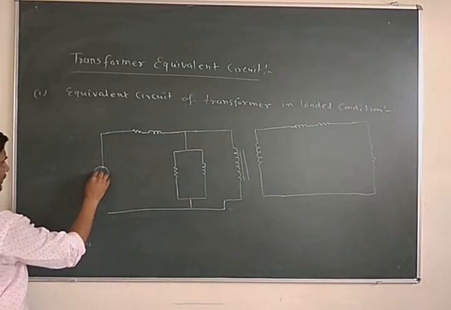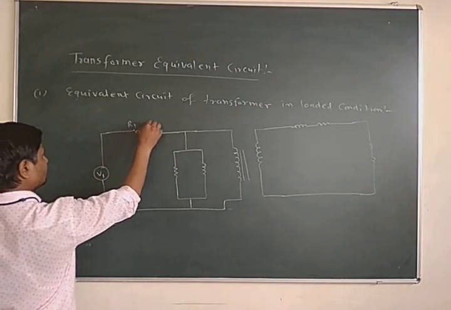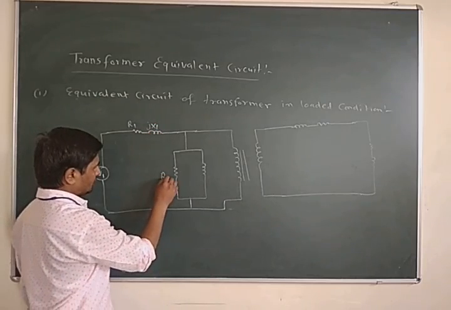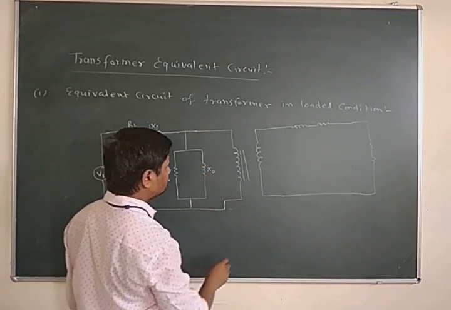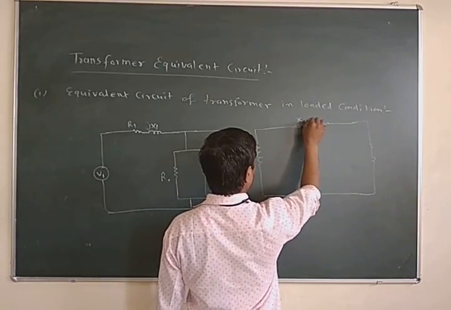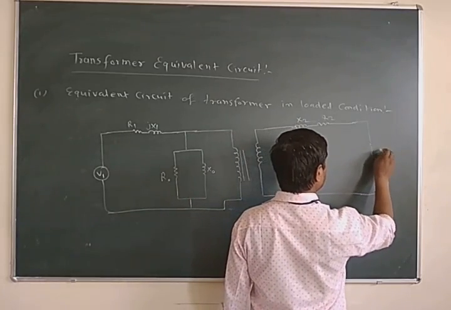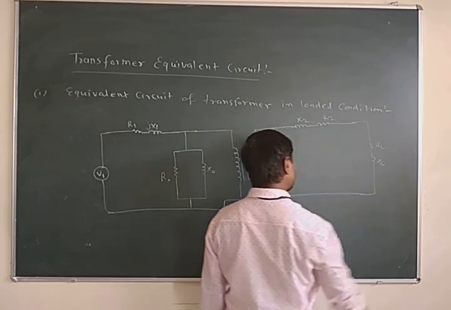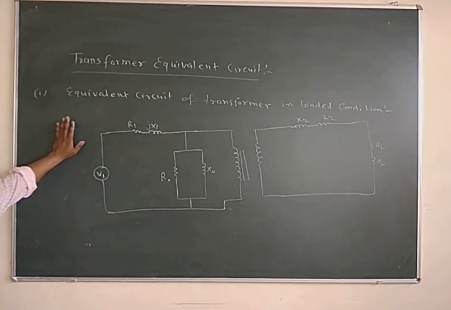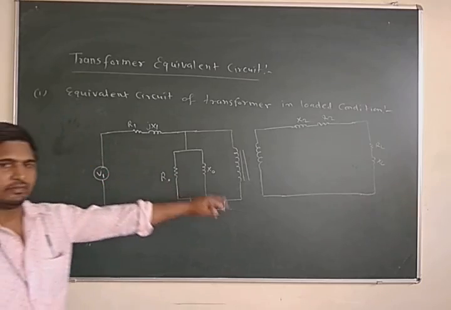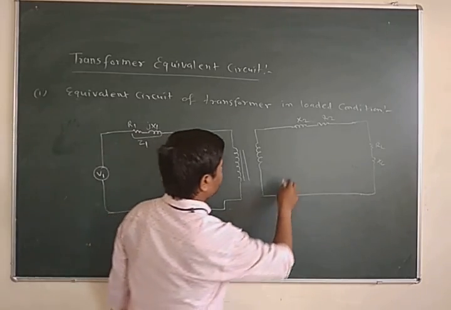this is V1, R1, X1, R0, X0, X2, R2 and RL, etc. Now this is the equivalent circuit of a practical transformer in loaded condition. This is Z1 and this is Z2.